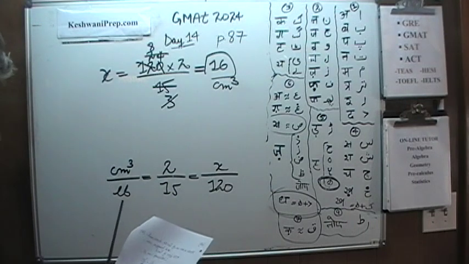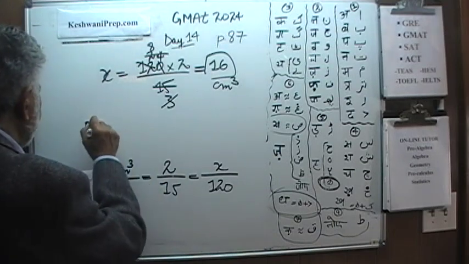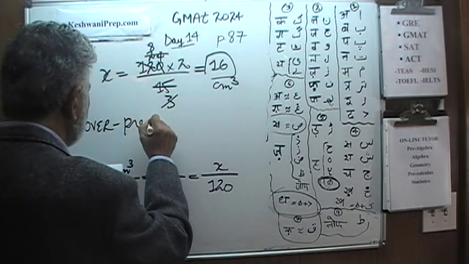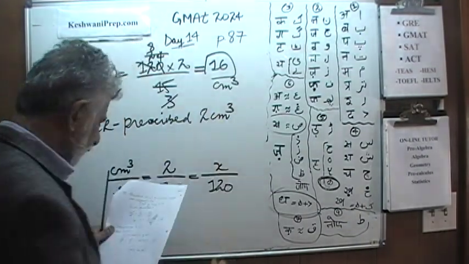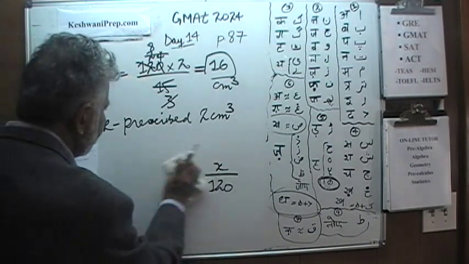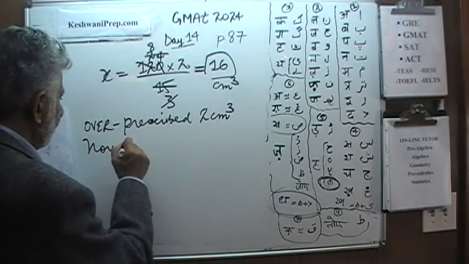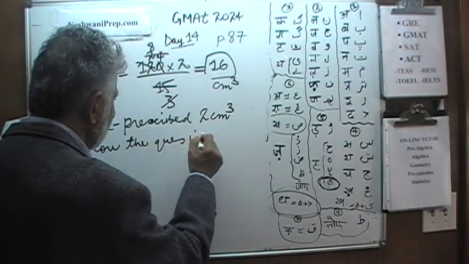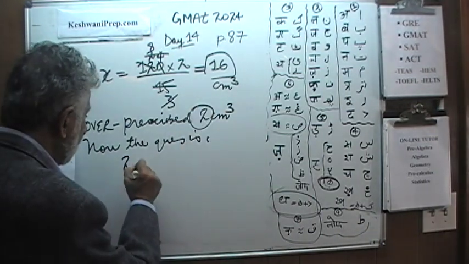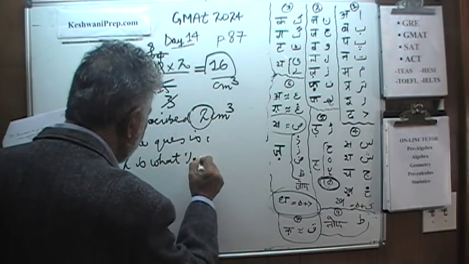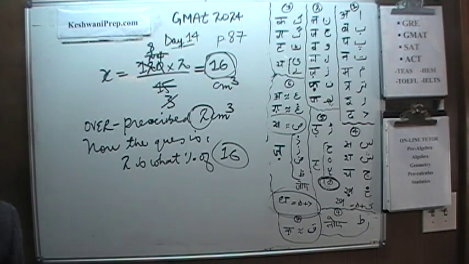He was overprescribed 2 cubic centimeters of the medicine. That's how much he was overprescribed. And now the question we have is very straightforward. Now the question is, 2 is what percent of 16? Because 16 is what he should have been prescribed. That's all it is. It's very straightforward.